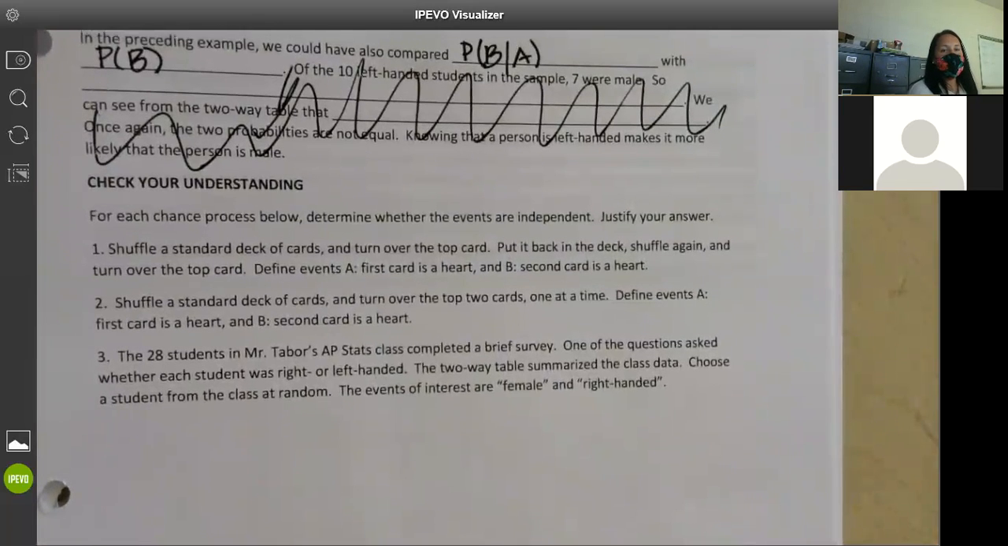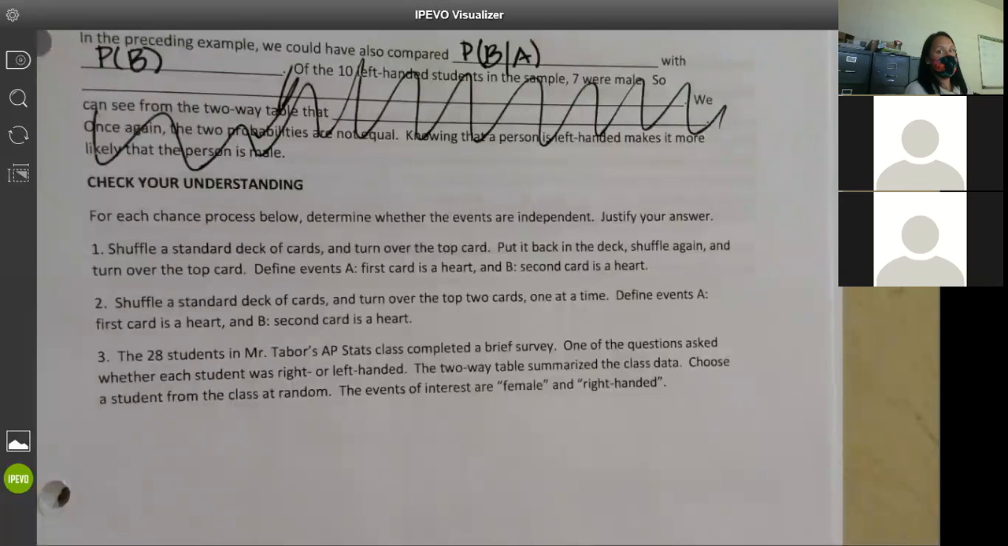All right. So for each chance process below, determine whether the events are independent and justify your answer. Shuffle a standard deck of cards and turn over the top card. Put it back in the deck, shuffle again, and turn over the top card. Define event A as the first card is a heart and B as the second card is a heart. All right, so think about this. What are the chances that we're going to get a heart? Is it 13 out of 52? Yeah. What did we do with that card?